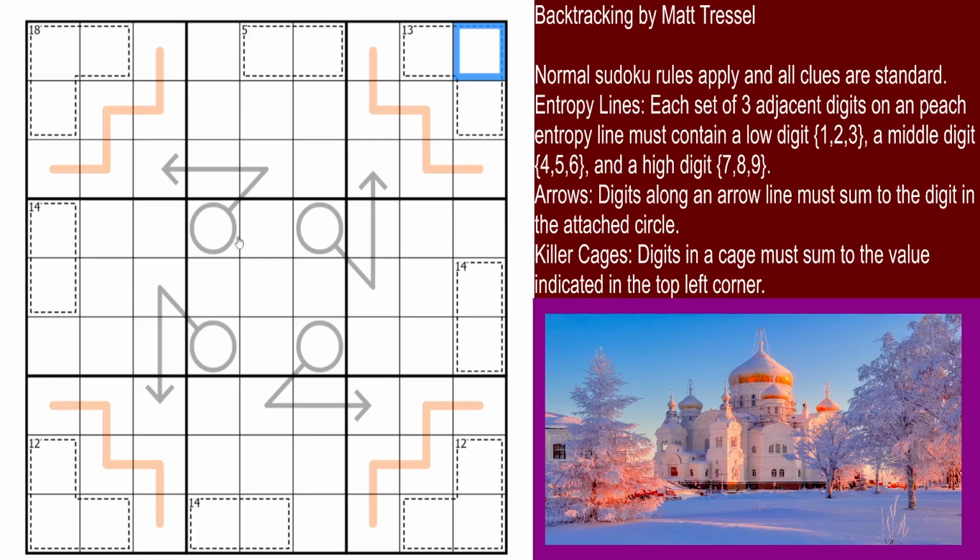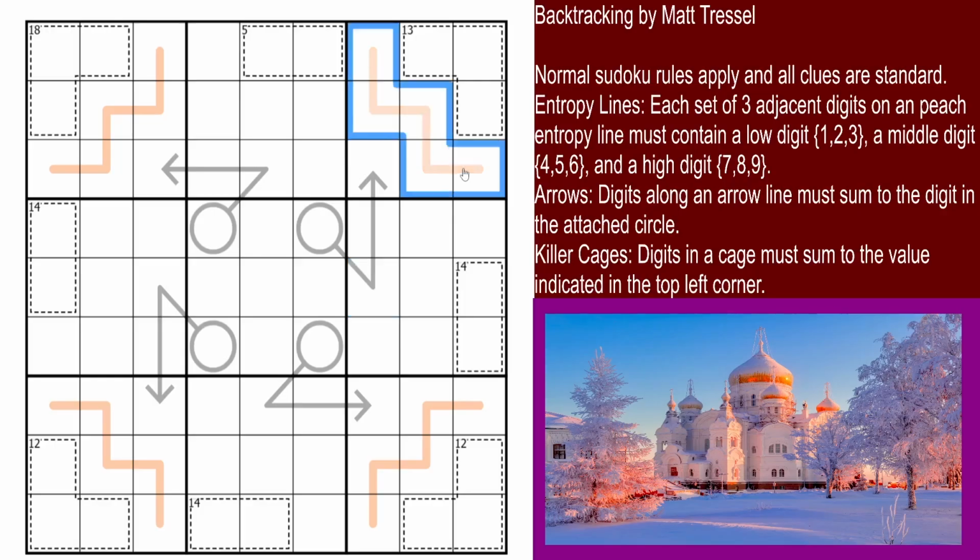This puzzle is called Backtracking. So let's read the rules. Normal Sudoku rules apply, and all clues are standard. So what are normal Sudoku rules? Each row, each column, and each 3 by 3 box contains the digits 1 to 9 without any repetitions. Entropy lines: each set of 3 adjacent digits on an entropy line must contain a low digit, a middle digit, and a high digit.